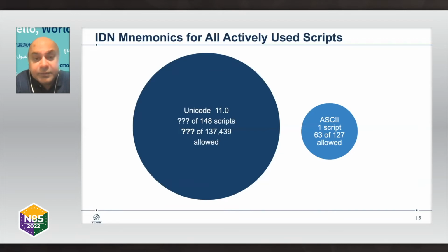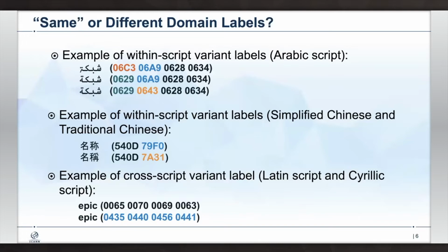So the question, of course, becomes how many of these scripts and how many of these characters actually should be allowed. And not only that, but it increases the confusability of possible domain names. We already know that there are obviously some possible confusions even in ASCII. For example, the lowercase l can be confused with the number one. But when we go from 63 characters to 137,000 characters, we have that particular confusability to deal with on a much larger scale.